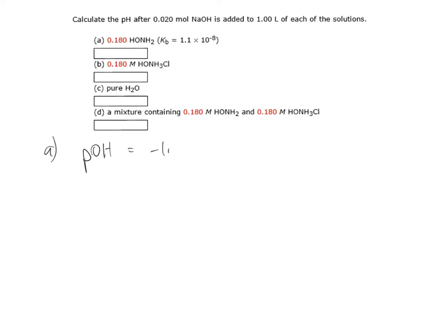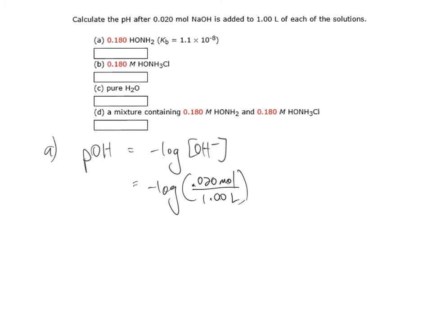In this case, we'll find the pOH by taking negative log of hydroxide concentration, and that can be found by just considering how many moles of the strong base were added and the volume of 1 liter. We simply divide 0.02 by 1.